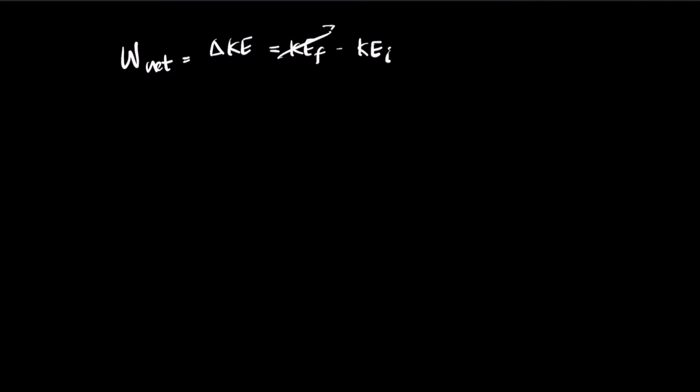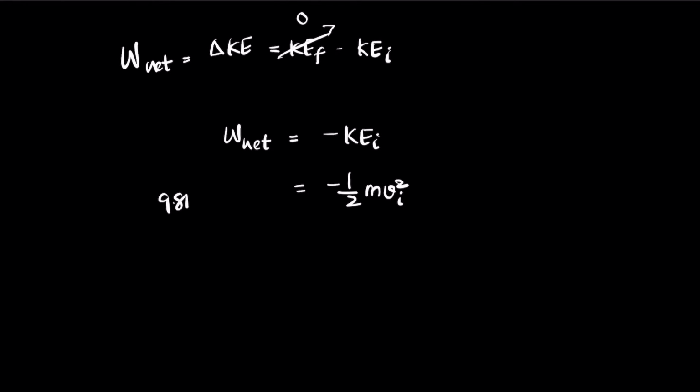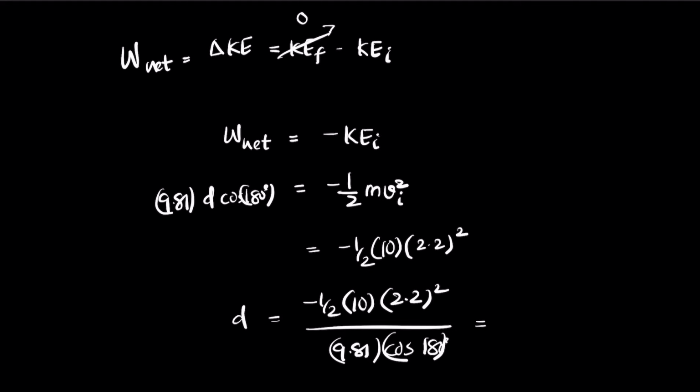So this KEf becomes 0. So W net equals minus KEi, so it becomes minus half m vi square. Now the net work here can be written as 9.81 times d cos 180 degrees. So that equals minus half, m here is 10, times vi, which is given as 2.2, square. So from this d can be written as minus half times 10 times 2.2 square divided by 9.81 times cos 180 degrees. Cos 180 degrees is negative 1.